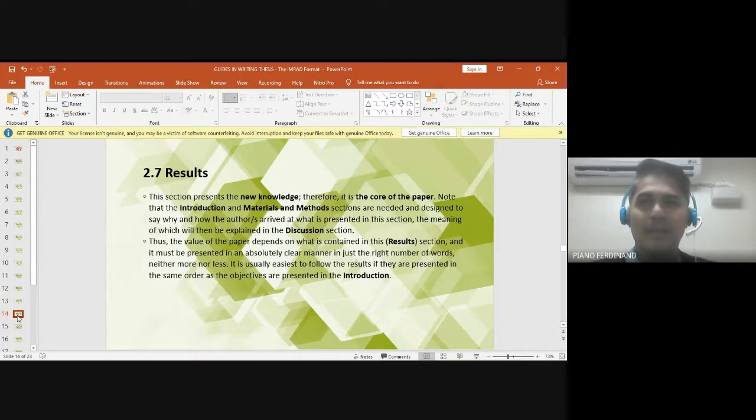Next. After po nating matapos yung materials and methods, we will now proceed to results. Okay, ano po ba yung mga naging resulta mula doon sa materials and methods? So matapos po nating i-apply yung mga methodologies na meron tayo in the previous part, i-interpret na po natin or i-discuss na po natin yung naging resulta ng research. This section represents the new knowledge. Therefore, it is the core of the paper. Note that the introduction and materials and methods section are needed and designed to say why and how the authors arrived at what presented in this section, the meaning of which will then be explained in the discussion section.